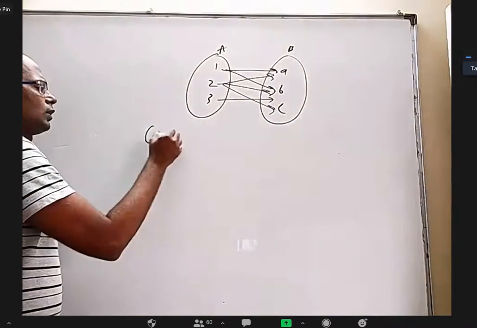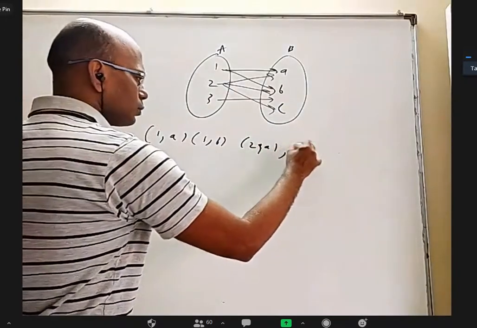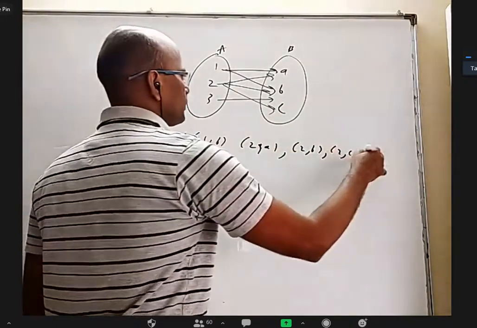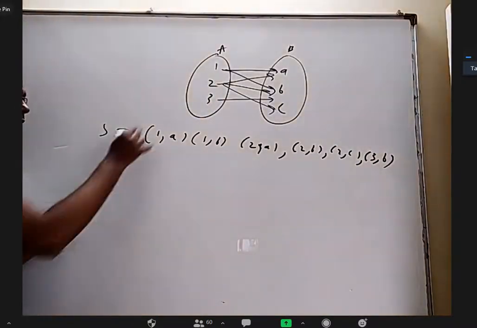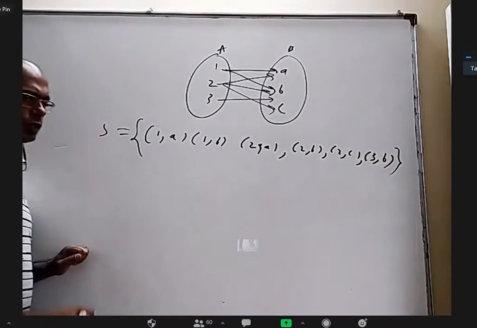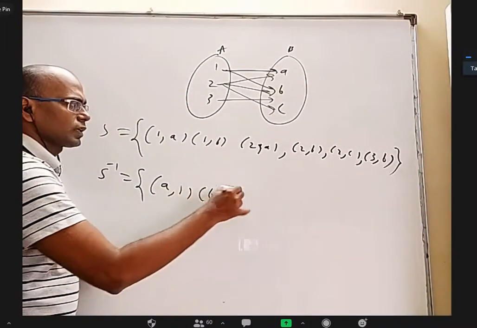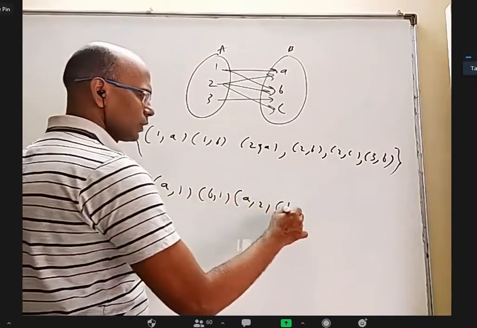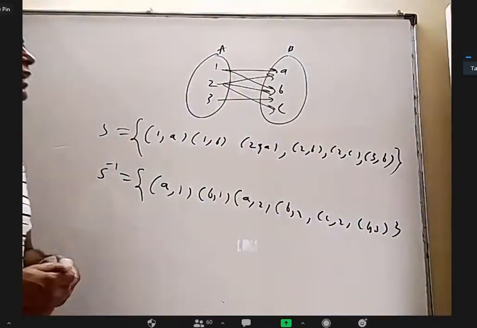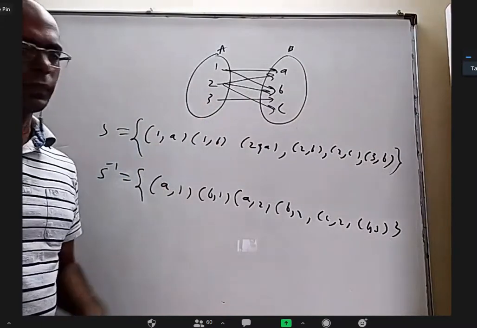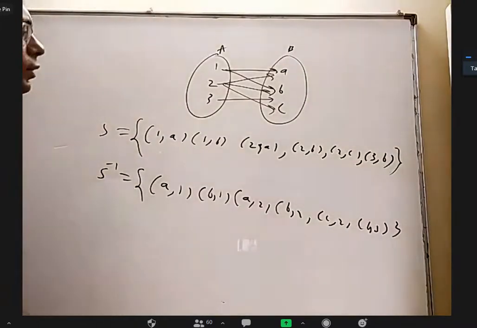What will I have? 1 comma A, 1 comma B, 2 comma A, 2 comma B, 2 comma C, 3 comma B. Okay, this is my relation. I'll call this S. Not a function, a relation. Inverse means just reverse everything: A comma 1, B comma 1, A comma 2, B comma 2, C comma 2, B comma 3. So earlier if 1 is connected to A, now A will be connected to 1. Earlier if B is the image of 1, now 1 will be the image of B, like that. That is the inverse relation.